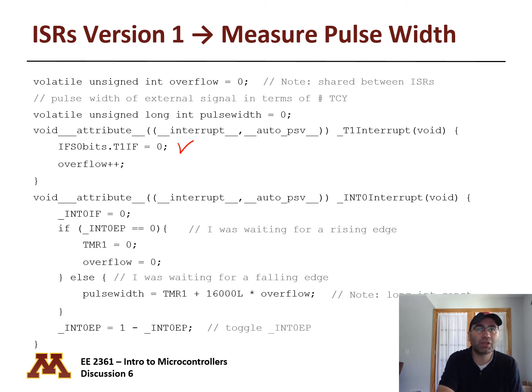And the second interrupt is due to int0. Again, this is the format, this is the whole line. Again, first we clear the flag that caused that interrupt. That is a must. You have to have this here. And the second thing is, I was waiting for a rising edge. So if you have a rising edge, then it clears the timer. That's what we said, right?